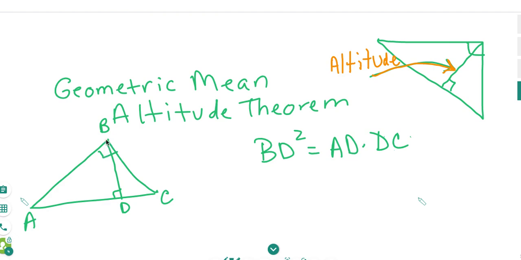So notice here that BD is my altitude. The theorem says that I can take the altitude and square it, and that is going to equal AD, which is the side of the hypotenuse that touches the leg here, times DC, which is the side of the hypotenuse that does not touch the leg where the altitude is. All right, so let's go ahead and see how these work.